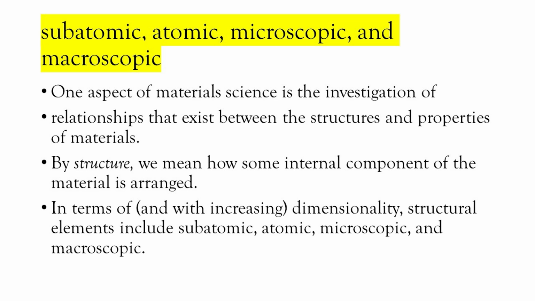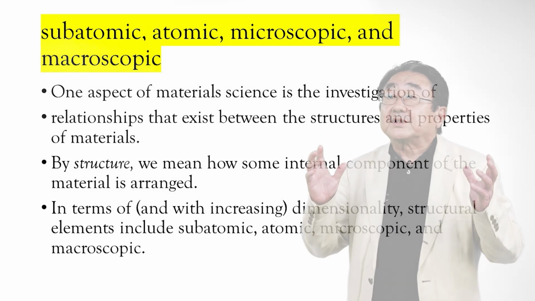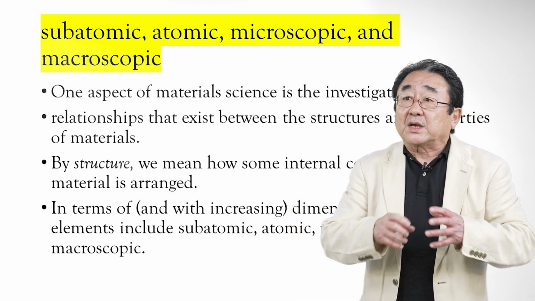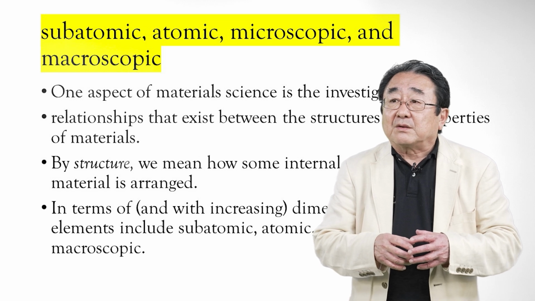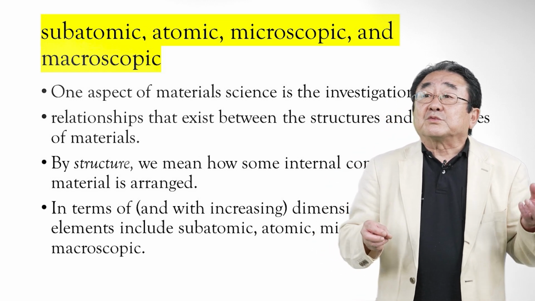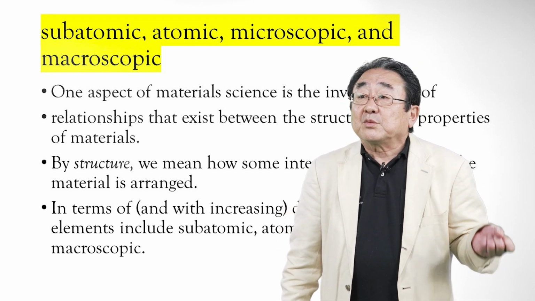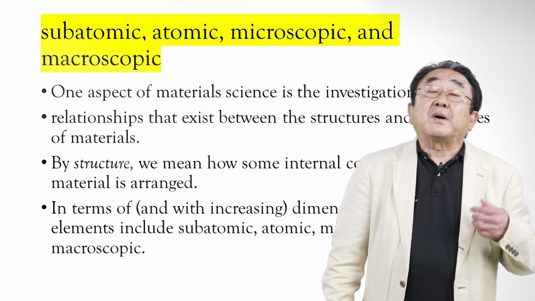On the aspect of it, material science is the investigation of the relationship that exists between the structure and the properties of materials. By structure, we mean how some internal component of materials is arranged. So we should understand the structure and property relation. For the structure, we look at the inside of a material, what happened. In terms of the dimensionality, structural elements include the subatomic, atomic, microscopic, macroscopic.